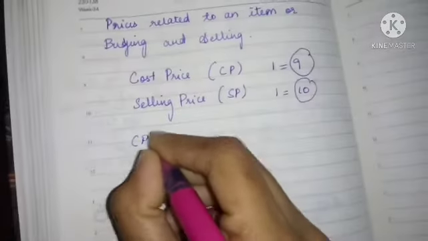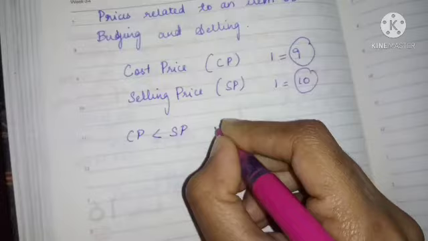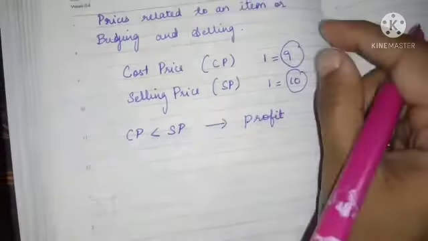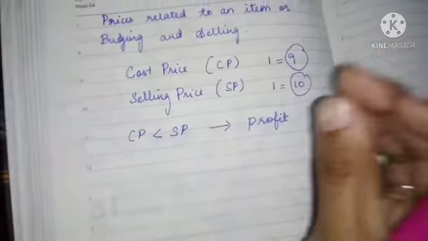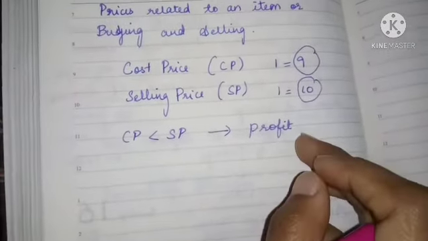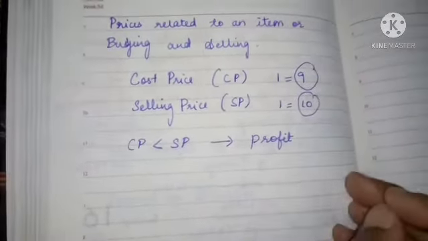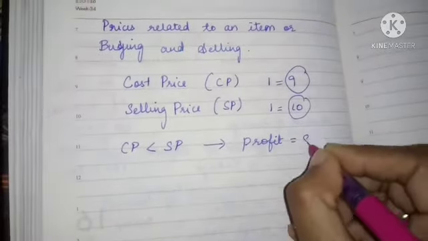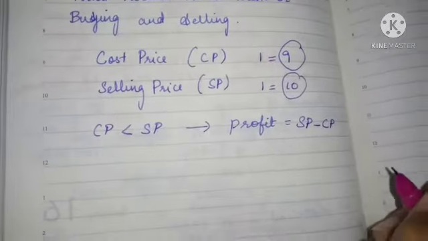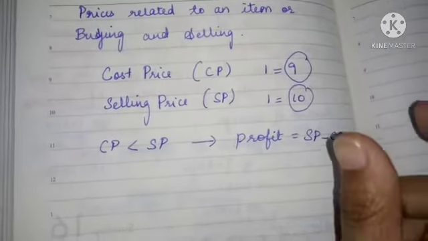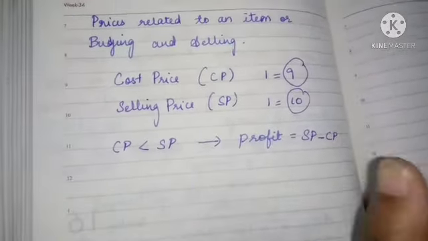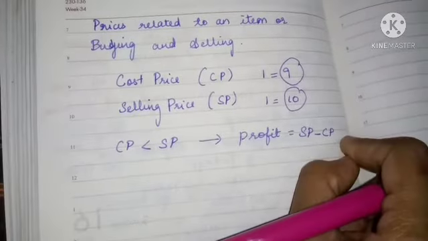If cost price is less than the selling price, we say that we got a profit. When you buy your goods for a small amount and sell them for a higher amount, we get a profit. How do we find that profit? Profit is equal to selling price minus cost price. This is the formula. Listen children, when you buy goods for a very low price and sell them for a higher price, we get a profit.